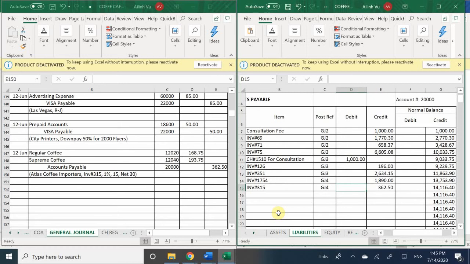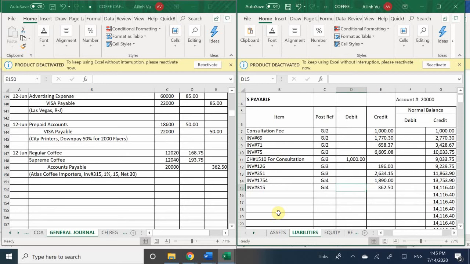No, I just want to recognize that the reason why I have an increase in the payables was due to a bill. Okay, and here I have my invoice number, which is 315. And where would I find that? I can find that in my general journal, which is going to tell me I received it from Atlas Coffee.